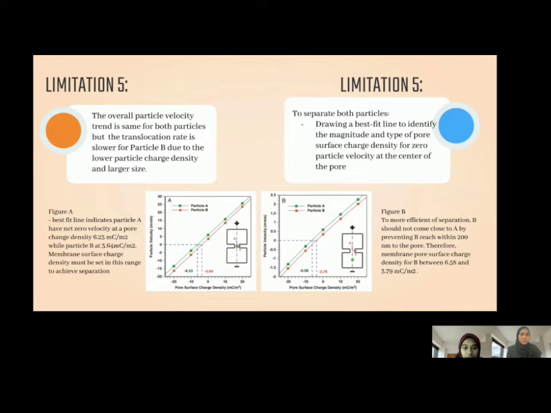Membrane surface charge density must be set in this range to achieve the aspiration. Additionally, to increase the efficiency of dispersion, particle B should not come close to particle A, by preventing particle B from reaching within 200 nanometers of the pore. Therefore, the membrane pore surface charge density for particle B is between 6.58 and 3.79.